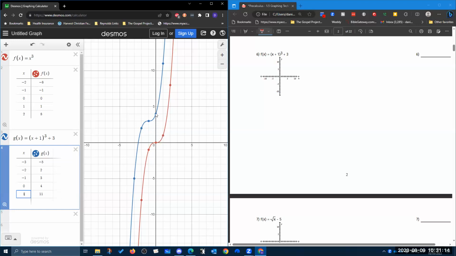Left 1 and up 3, we see as 1 right and 1 up, just like in the parent graph. If I was to go 2 right from here, I would go up 8. If I would go 2 left from here, I would go down 8, just like on my parent graph.